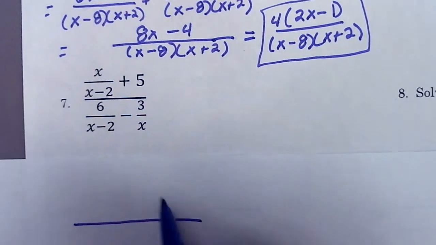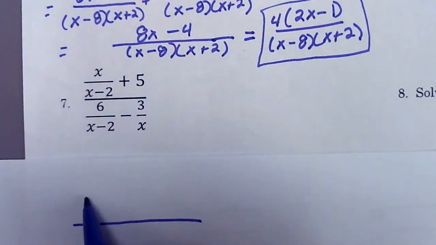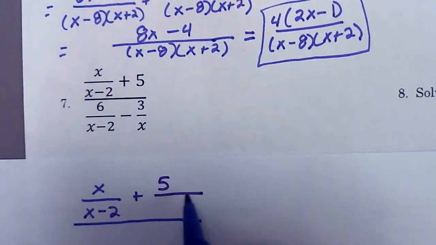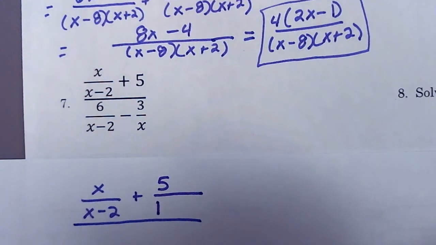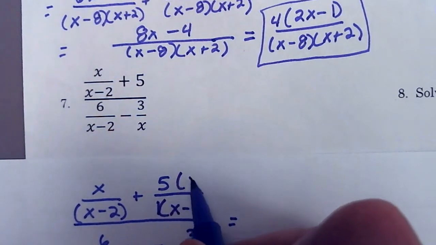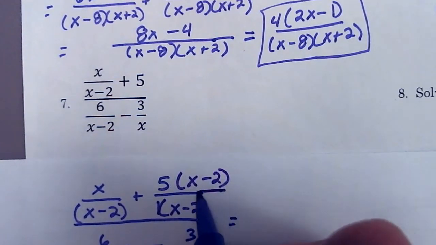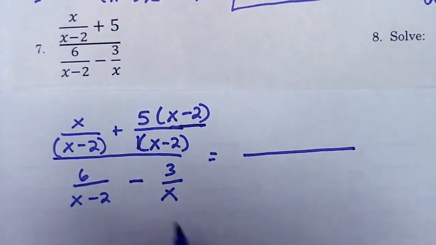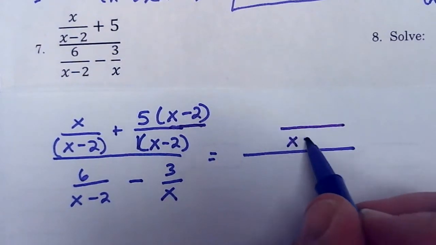So what we're going to do is first simplify the numerator, the x over x minus 2 plus 5. To make 5 a fraction, put a 1 under it. We're going to simplify this first. I'm going to leave this 6 over x minus 2 minus 3 over x, and ignore that for a while. Between x minus 2 and 1, a common denominator would just be x minus 2. So I'll need to multiply the numerator and denominator by x minus 2. So making that into one fraction, its denominator will be x minus 2.